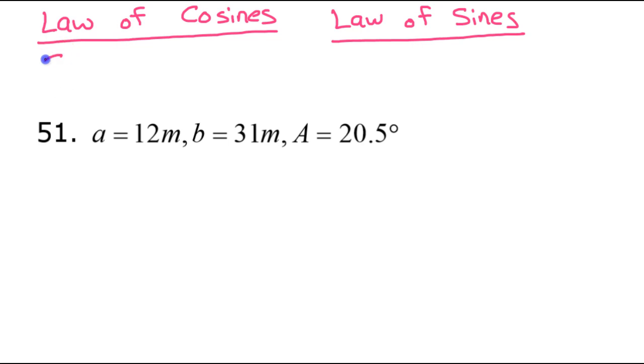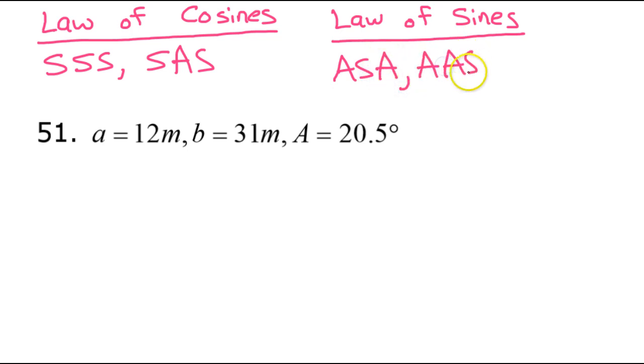For example, if you're given all three sides, side, side, side, you're going to use the law of cosines. Or if you're given side, angle, side, then you will use the law of cosines. You will use the law of sines if you have either angle, side, angle, or angle, angle, side. But there's one additional time when you use the law of sines, and I'm going to put an asterisk on it because it's very special.